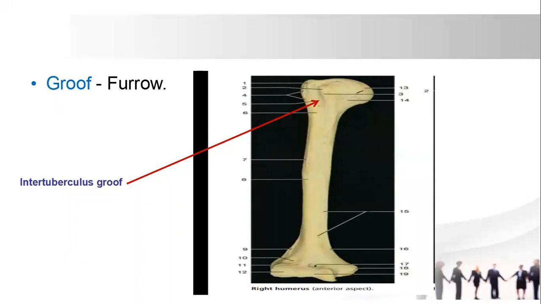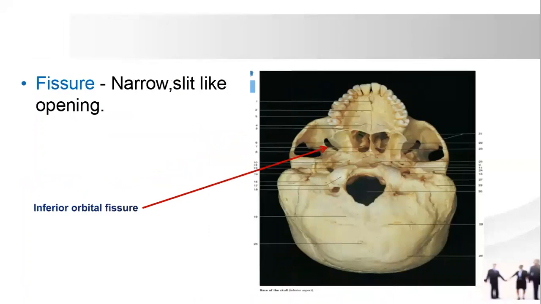A groove is a furrow, just a furrow. For our case, we have the intertuberculous groove between the greater and lesser tubercle, and some others consider it a sulcus. So this is the intertuberculous groove or sulcus, just here. We have a fissure. A fissure is a narrow slit-like opening, and here we have the inferior orbital fissure, just a narrow, slit-like opening.